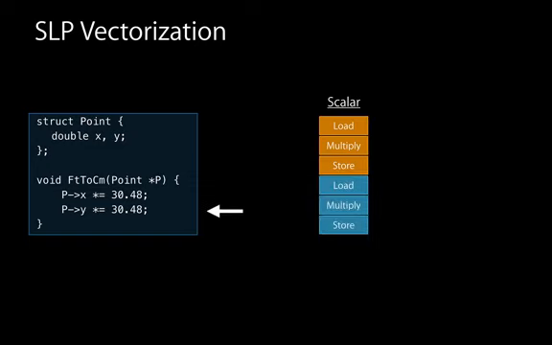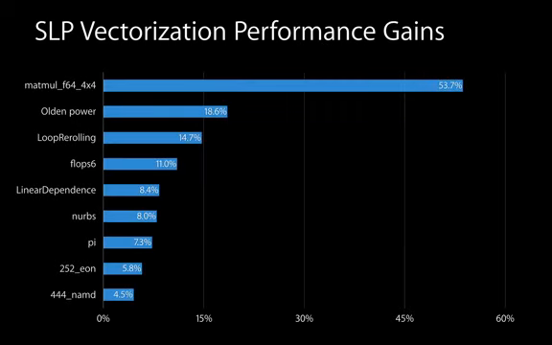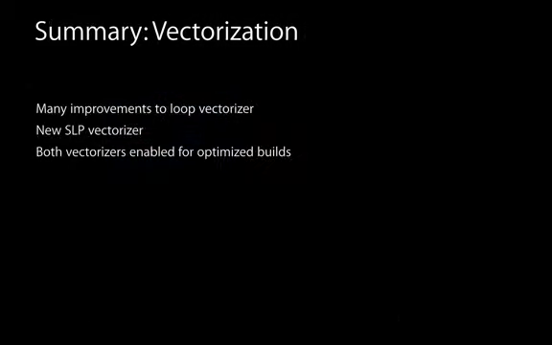Again, there's a better way of doing it, and this is what the SLP vectorizer does. We can load x and y together because they're consecutive in memory, multiply them together, and save them back to memory. And this is SLP vectorization. SLP vectorization is very beneficial for some kinds of applications, mainly numeric applications, and we see great speedups. It may not speed up all programs, but it definitely speeds up a lot of numerically complex applications. So to summarize, we've improved loop vectorization in Xcode 6, and we've introduced a new kind of vectorization called SLP vectorization.